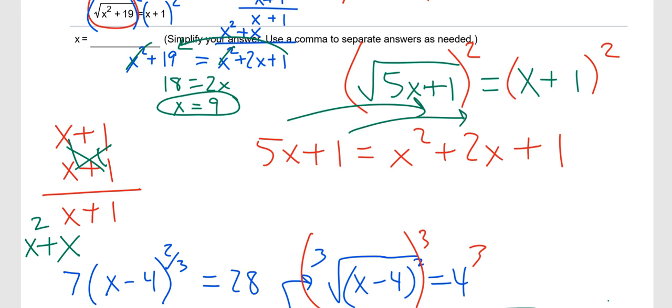Probably push everything over to one side. That would give me x squared plus how many x's, or should it be minus? Minus 3 x's. Okay. And the ones cancel, don't they? All right. So can you factor that? Any greatest common factors? Yes, there is. What's the common factor between them? x. And so if you pull that out, what do you get?